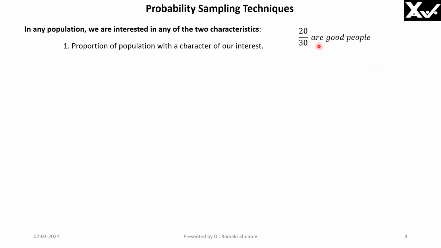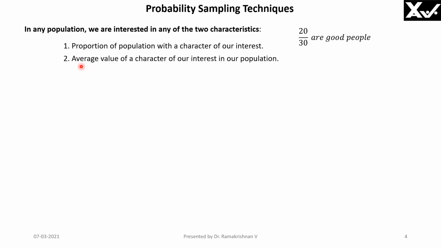In any population, we are interested in either of two characteristics. One is qualitative, another is quantitative. First, we will see qualitative: the proportion of population with a character of our interest. Suppose we want to find out the proportion of good people in a population. We take a sample, say 30, and 20 out of 30 are good people. Then this is a sample statistic, and we can estimate the population parameter based on this.